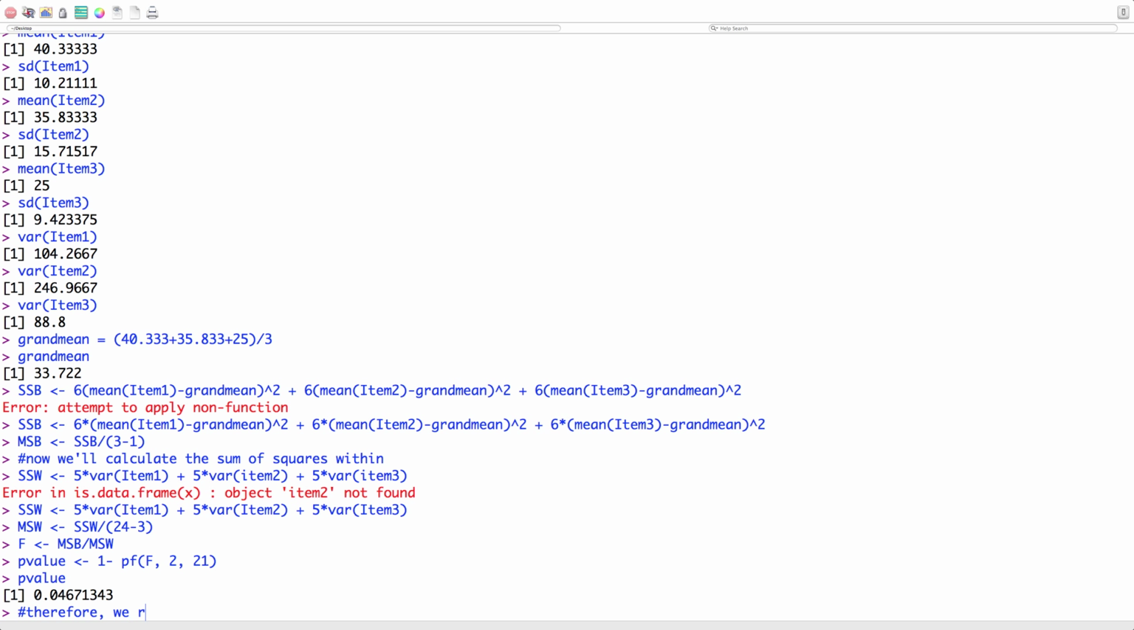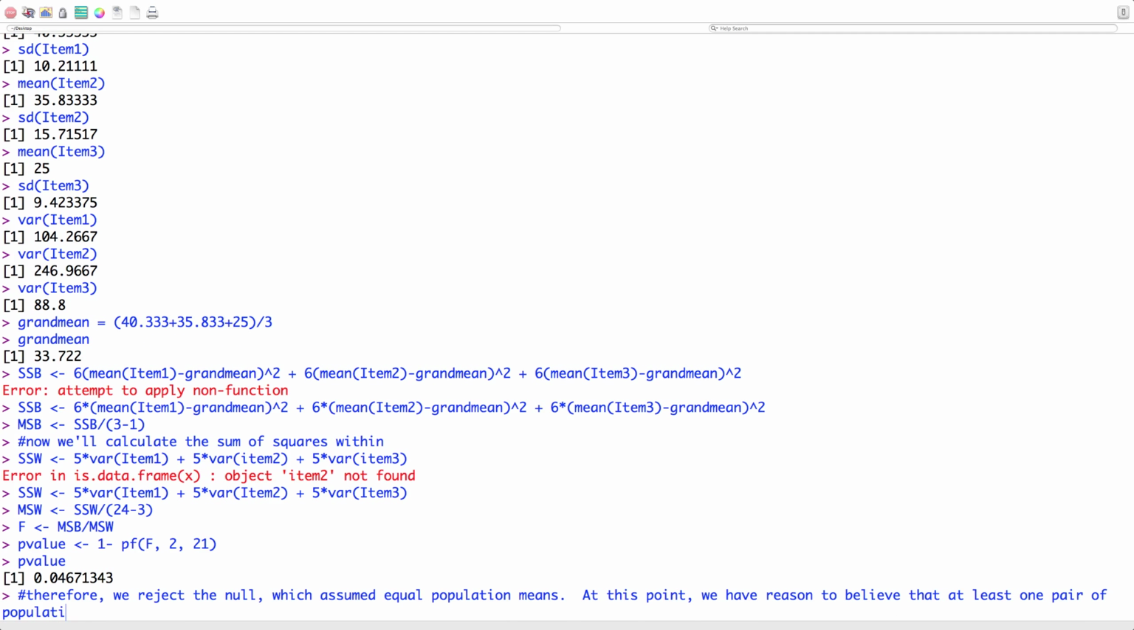Therefore, we reject the null, which assumed equal population means. So our decision at this point, we have reason to believe that at least one pair of population means is statistically significant.